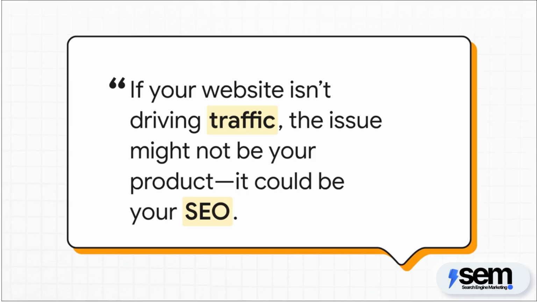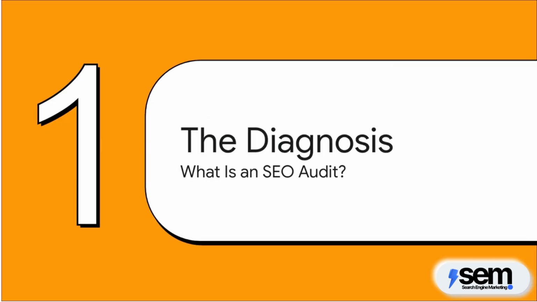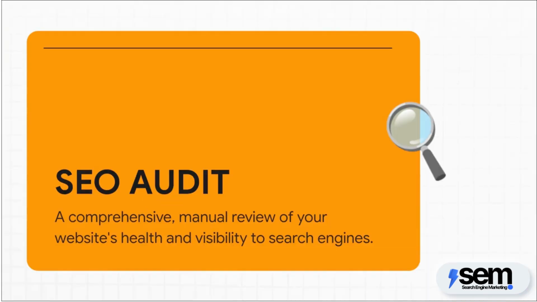So how do you fix a problem you can't even see? Well, that's where the diagnosis comes in. It's something called an SEO audit. The best way to think about it is like a full top-to-bottom health checkup for your website. This is the first step to figuring out exactly what's wrong, where it's wrong, and most importantly, how to fix it.